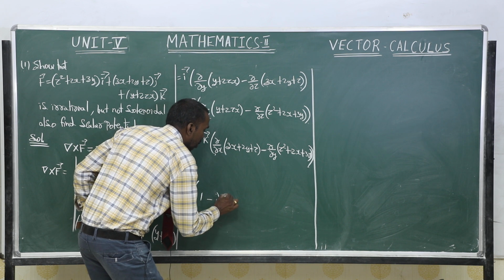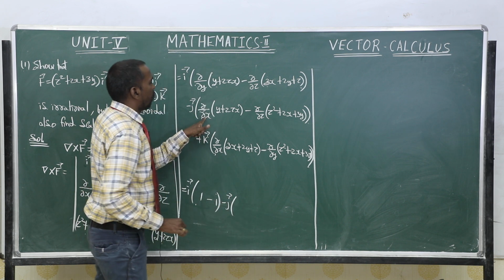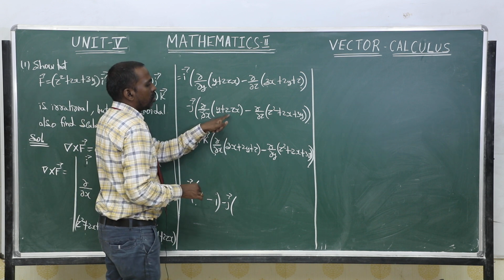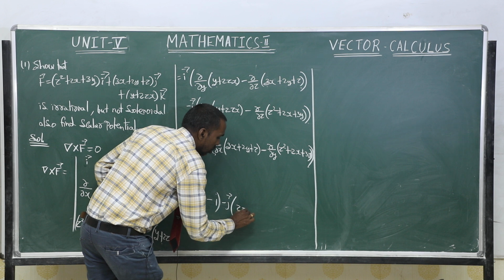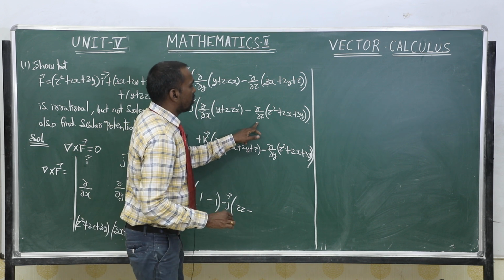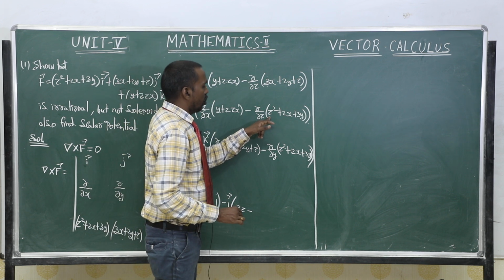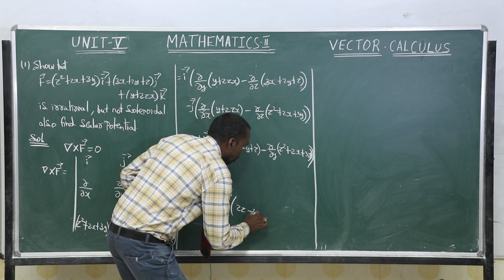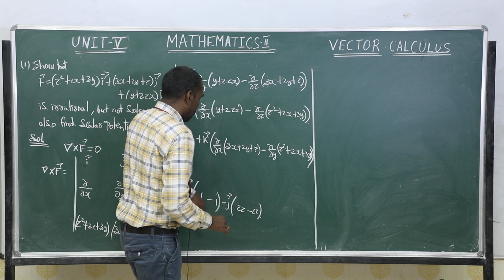Here minus j vector: differentiating with respect to only x, we get 0 and 2z. Minus the derivative with respect to z: z² gives 2z, and the other terms are 0. So 2z minus 2z also makes it 0.